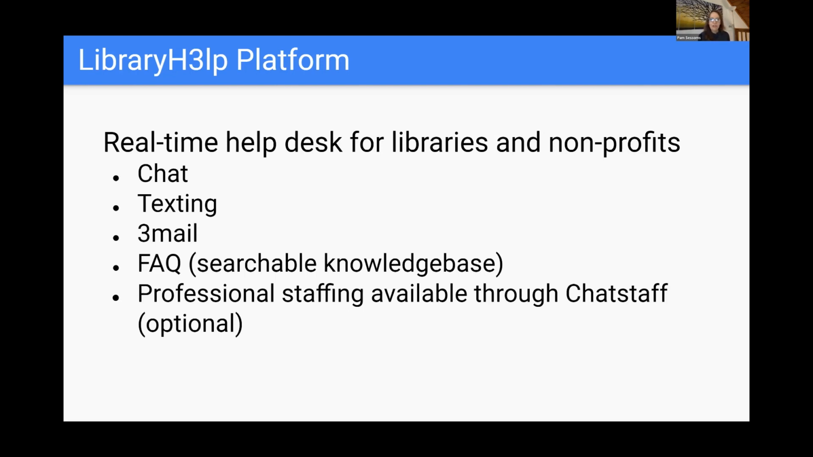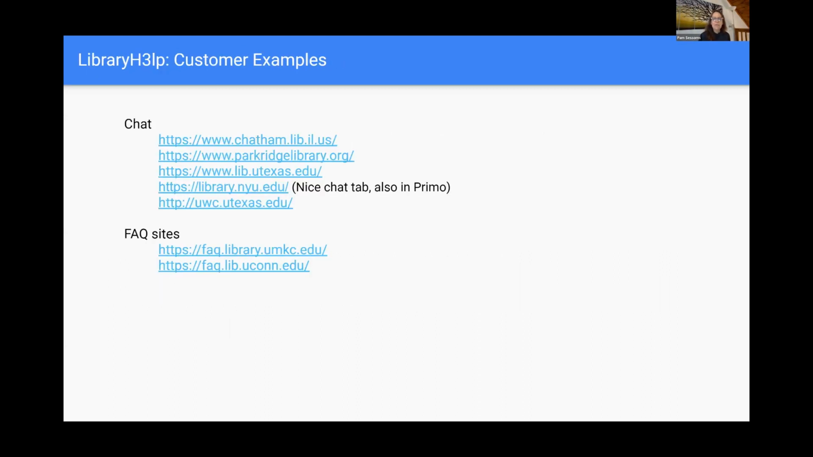We have texting, which integrates with chat. We have 3Mail, which is a little email reference module. We have a FAQ module, which is a searchable knowledge base. We have professional staffing available through chat staff. So we have a lot of nice little features. I'm looking for my arrow keys. There we go. So on with chat, I thought I would show you some examples here quickly.